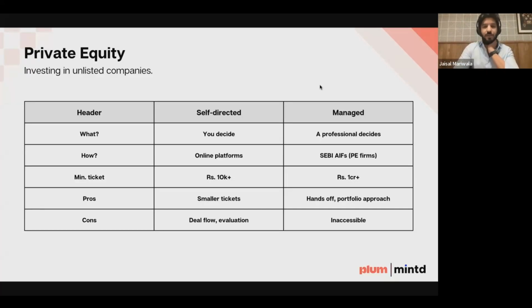One is you do it yourself, and there are several platforms now online that help you invest in private companies. Like you can invest in Chennai Super Kings or Five Star Finance before IPOs, and you can do that relatively easily and online, with a ticket as small as 10K, right? But you have to pick which companies might do well based on limited data. So that's one path. And the other path is you go the managed route, right?